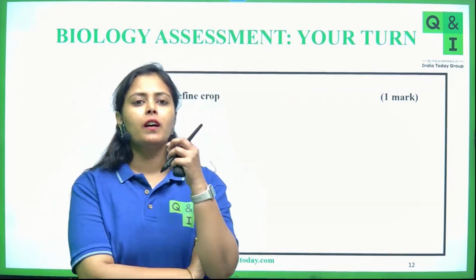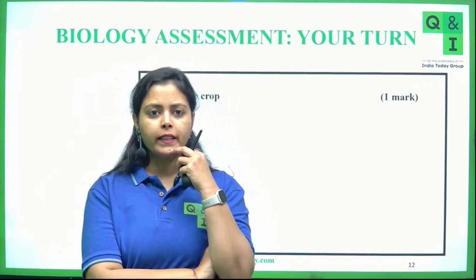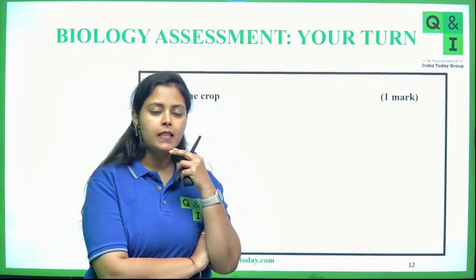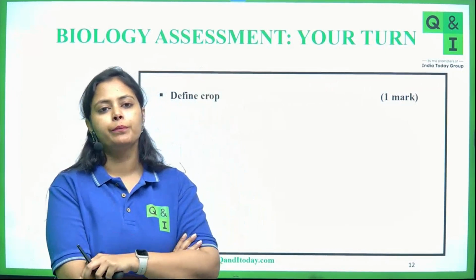Very good, Chaitra. Plants are of one kind. They are grown and cultivated at one place. And there is large scale production. Very good.